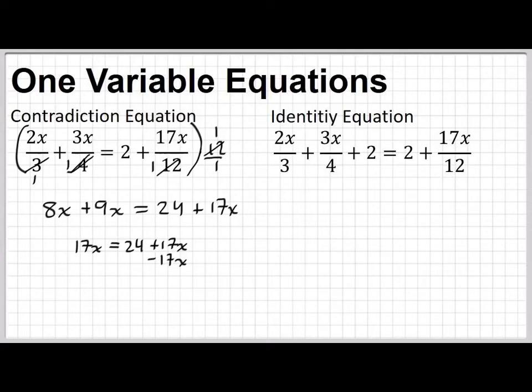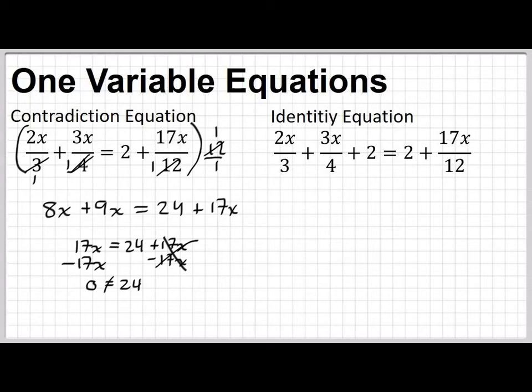So I'm going to subtract 17x's on this side, and I'm going to subtract 17x's on this side, but lo and behold, 17 minus 17 is 0. We get 0 equals 24. That is a contradiction. Or you can say this has no solutions. This equation is not a valid equation. No solutions. This one over here looks pretty similar. Actually, I tried to write these to look similar so that we can see what an identity equation is.